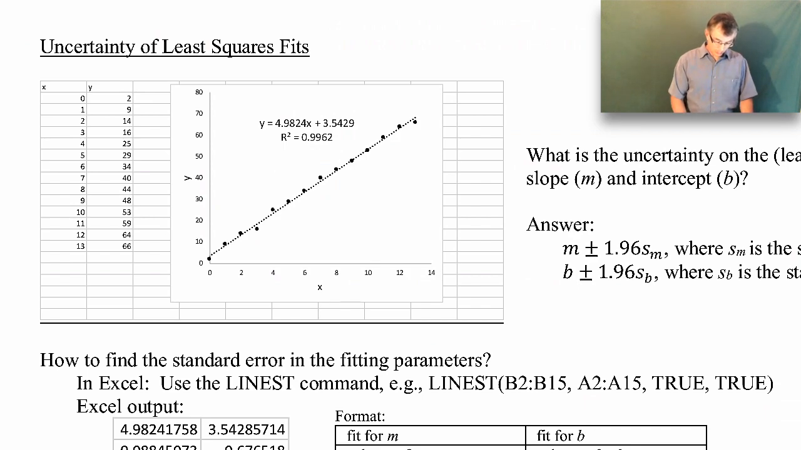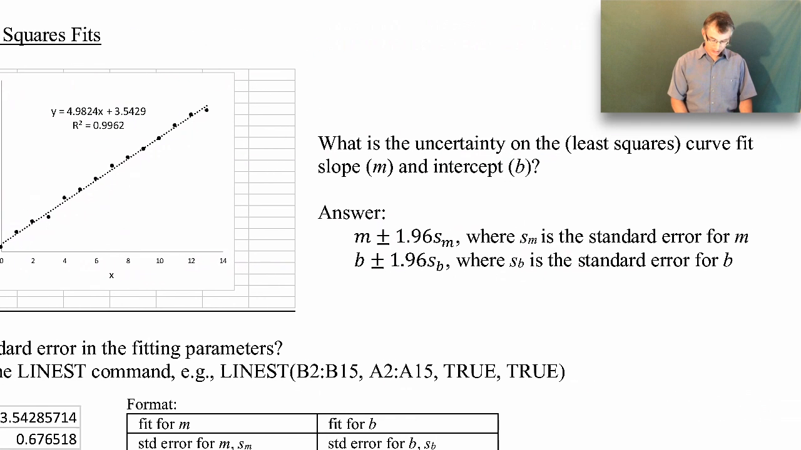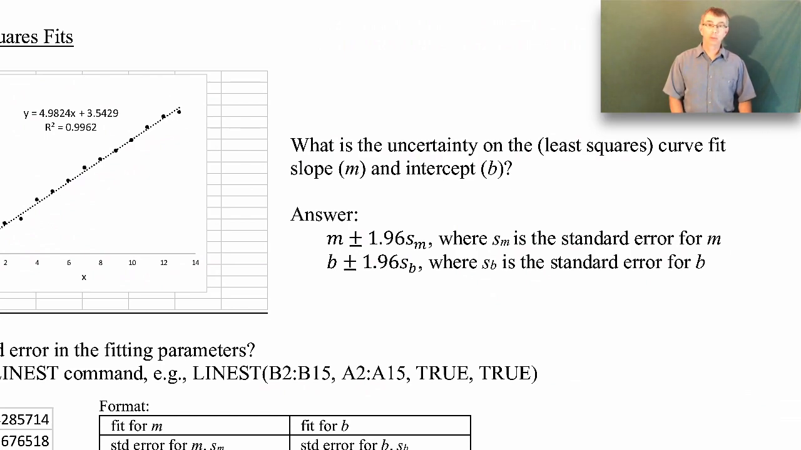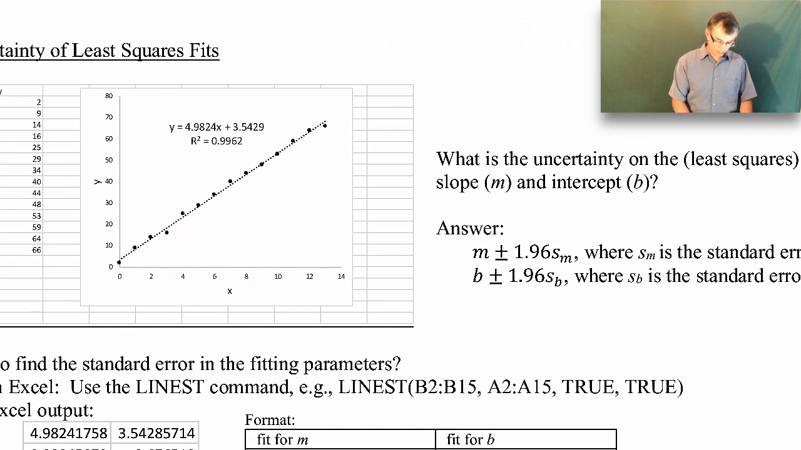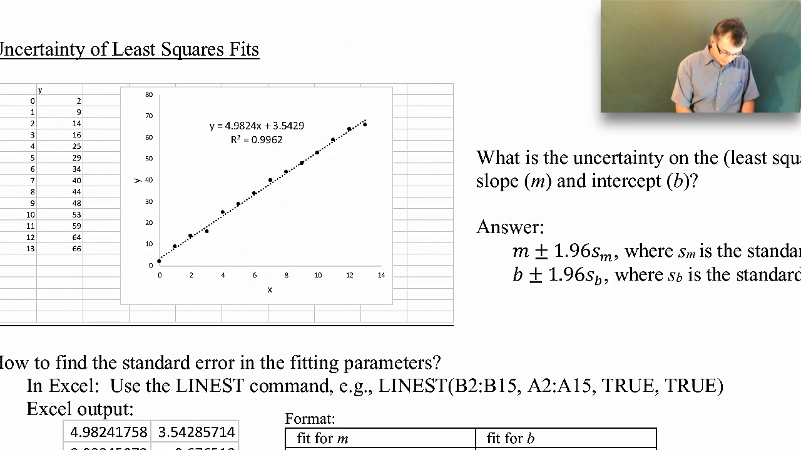So one question I have is, we fit this. You can see that the fit isn't perfectly in line with all the points, right? The points kind of lie off a little bit from the line, so it's not a perfect fit. It's pretty darn close, but it's not perfect. So one question is, what is the uncertainty on the least squares curve fit, slope and intercept? What you'll do when you do a curve fit in Excel, this linear regression, it'll spit out the numbers for the slope and the intercept. But what's the uncertainty on those values?